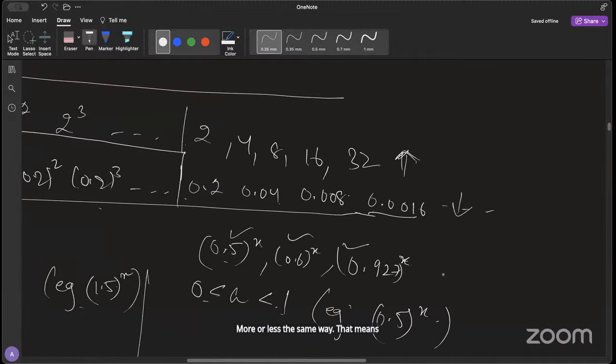That means, ma'am, if all of these values are less than 1, then... give me one second.